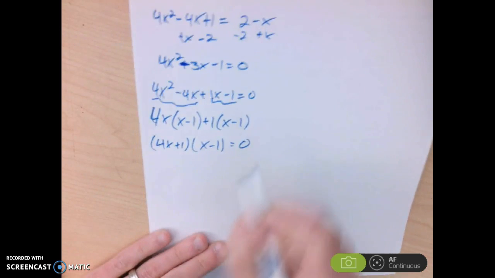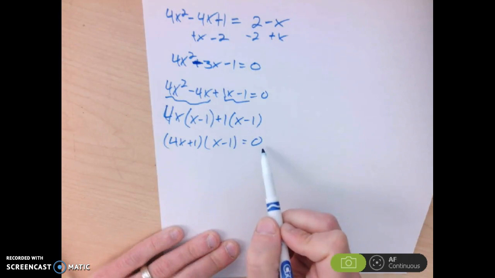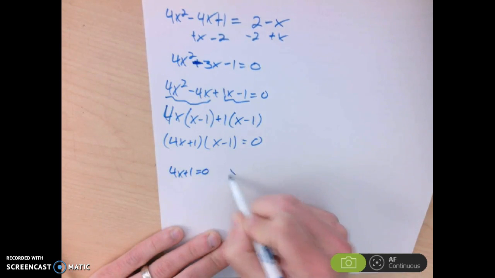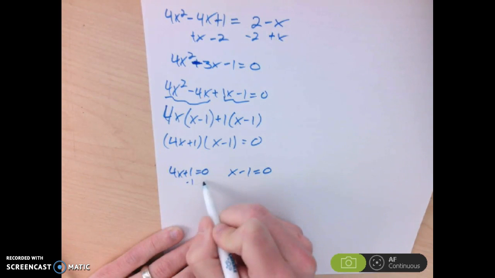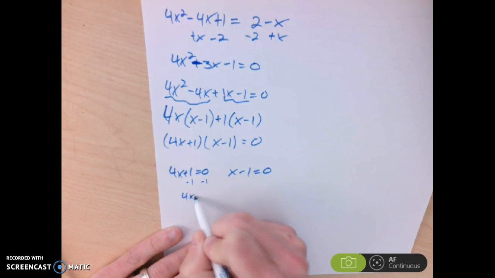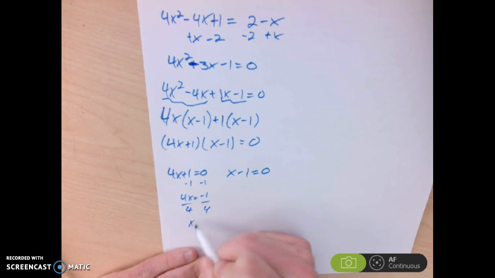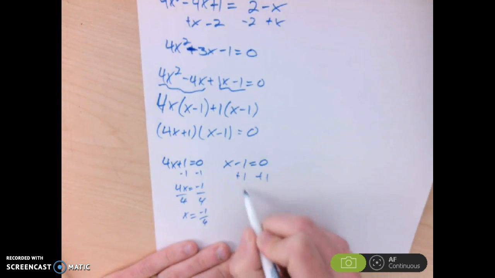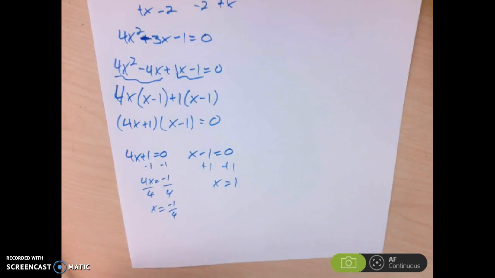So the multiplication property of 0 says that one of these two has to equal 0, right? So then I get 4x plus 1 equals 0, and x minus 1 equals 0. So then minus 1, 4x equals negative 1, divide by 4, I get x equals negative 1/4. Over here, add 1, x equals 1. Okay, so these are my two answers.